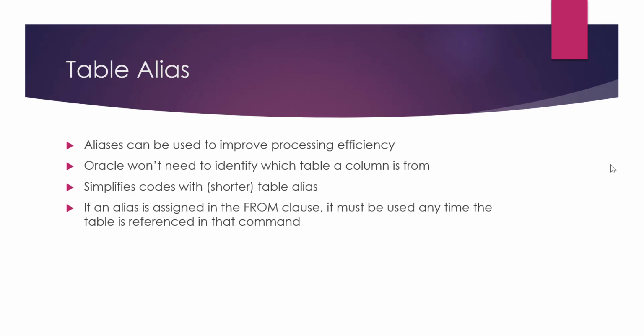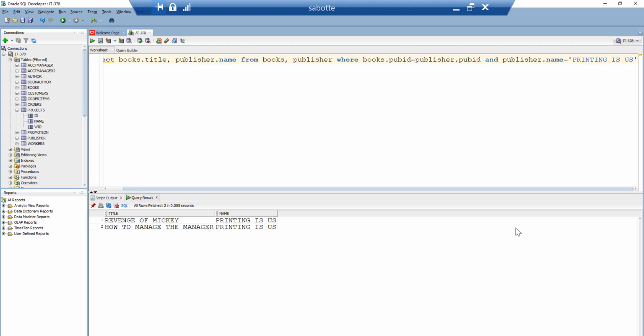You cannot use the table name anymore in your where condition, or even when you tell me which columns you want to select. Now you will be using the column alias instead of the table name. So let's go ahead and give my books table here an alias. Let's call it B, and the publisher, let's give it the alias P.